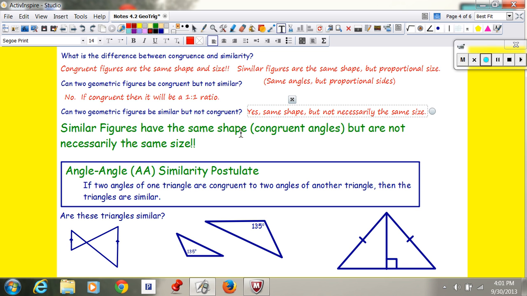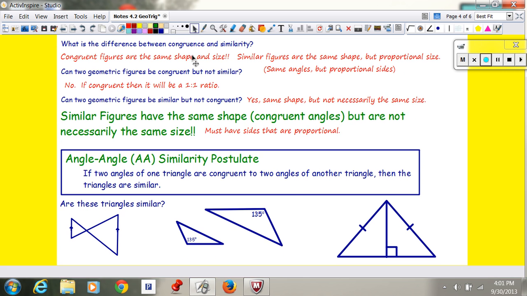Similar figures have the same shape, which means they have congruent angles, but are not necessarily the same size. They need to have proportional sides. Must have sides that are proportional. Must.